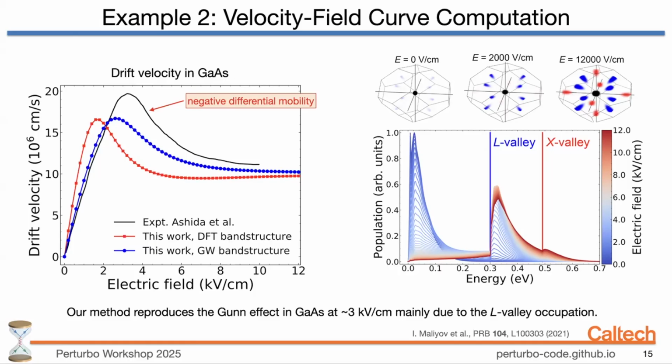And we are also able to, with this theoretical simulation, see where the electrons are contributing to this effect. And we find that it was mostly the L valley populations.